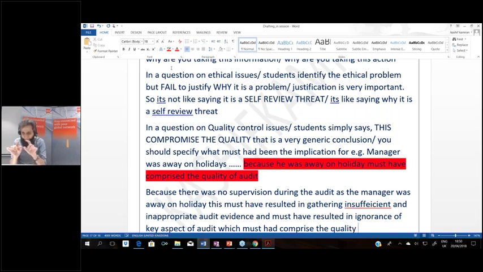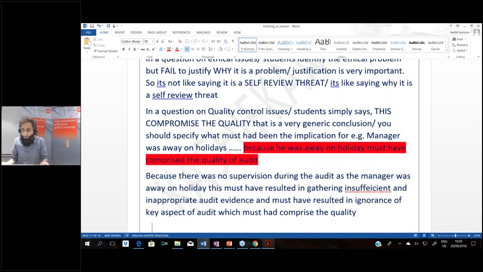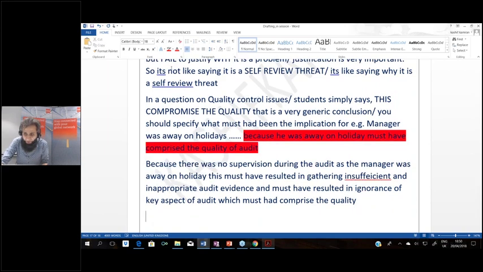See the one I highlighted in the red. Because he was on holiday, must have compromised the quality. Writing that cannot give you 1.5 marks. But because there was no supervision, see the reasoning, no supervision during the audit, it must have resulted into this and this and this. See the lengthy statement.